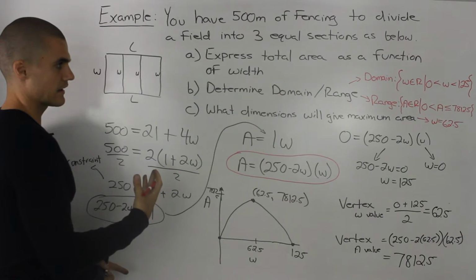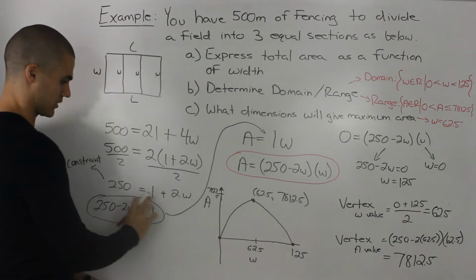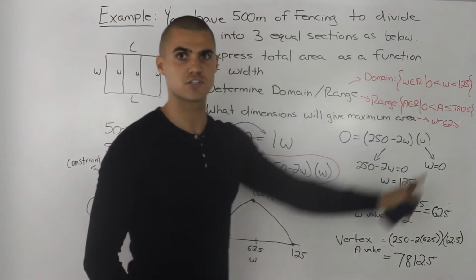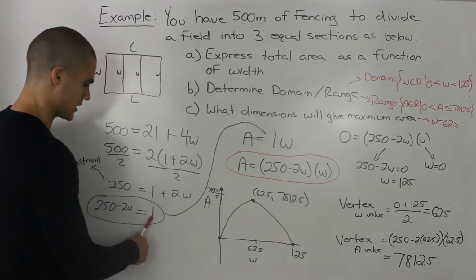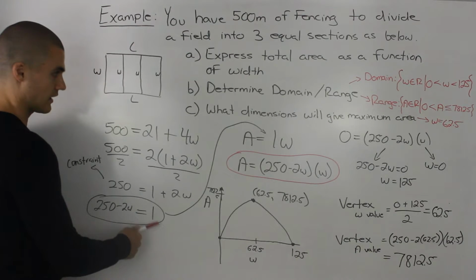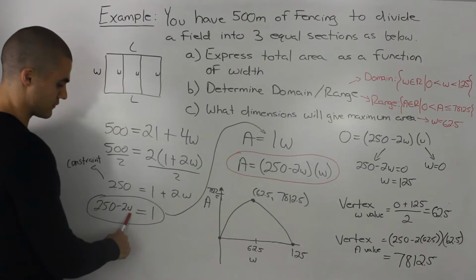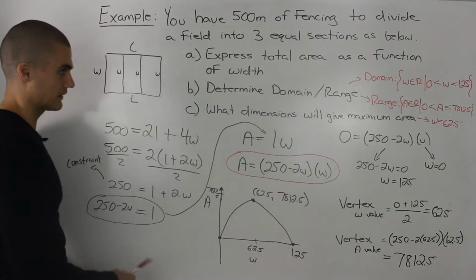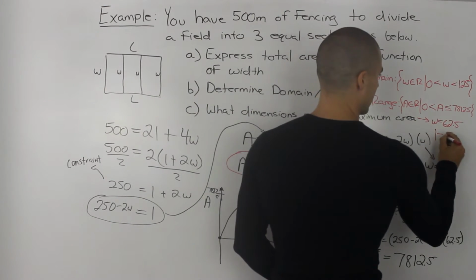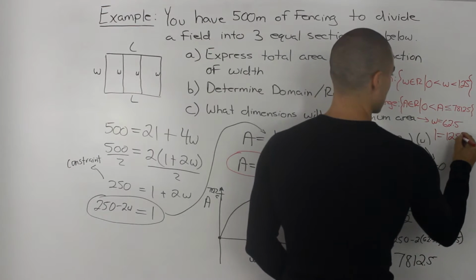Well, to find the length, we can use our constraint. So plugging in our W value of 62.5 into our constraint here, where L is equal to 250 minus 2W, if we plugged in 62.5 for W, then we would get a length of 125. So the length is 125.